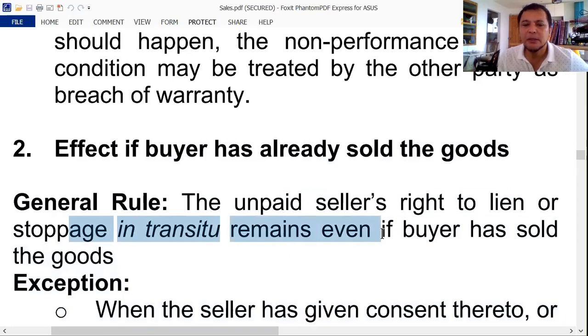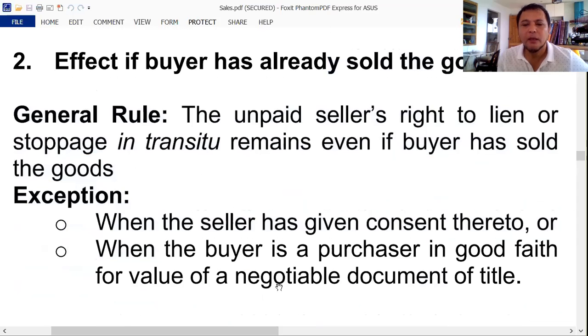If it remains, transitu remains. Okay. So those are the seller's rights. Right to lien or right to stoppage in transitu. So there are two rights. So except when the seller has given consent thereto, meaning the seller has already approved or given consent to the buyer, okay, you can sell the thing to another person. Oh, that would be an exception.